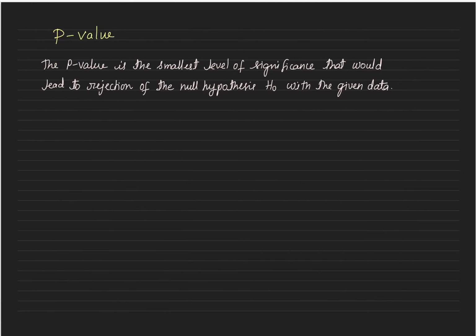Next is the p-value. A p-value is the smallest level of significance that would lead to rejection of the null hypothesis with the given data. Now, what do you mean by this? Why is it required? Look at this. When we fix a level of significance, it is nice, but it is inadequate to conclude whether the computed value of the test statistic is just barely in the region or very far into the region. Now, once we have the p-value, as soon as you see the number, you can directly say whether the null hypothesis has to be rejected or should not be rejected.